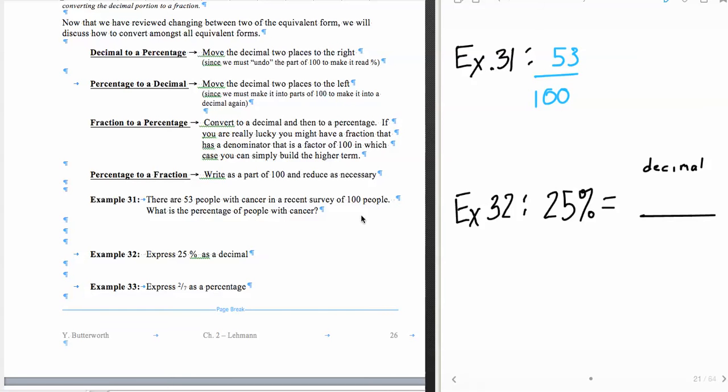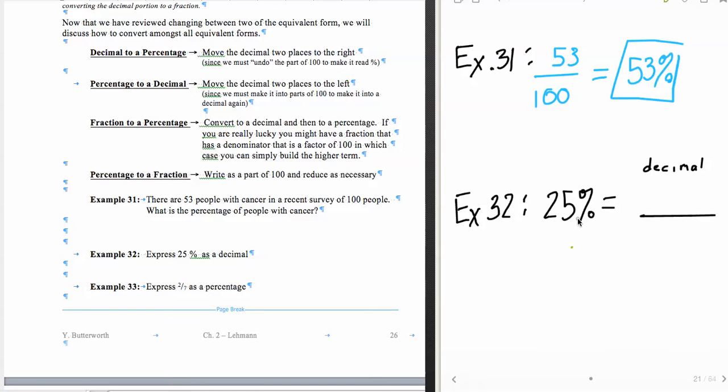And we want to write this as a percentage of people with cancer. So this is a part of 100, which just means it's very easy to convert to a percentage, because that's 53%. This part of 100 is read as that percentage sign. So there we go. Now our next one, we have 25% as a decimal.